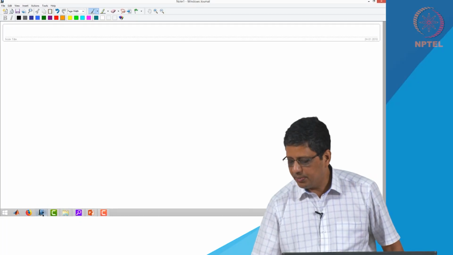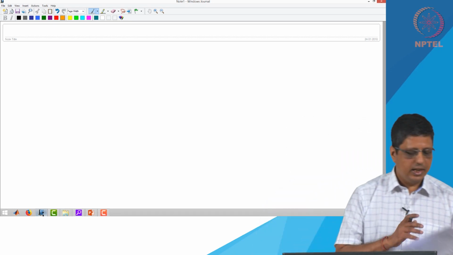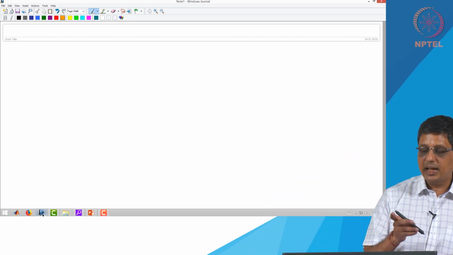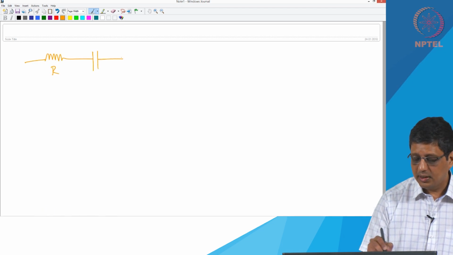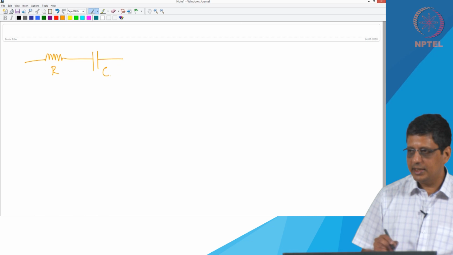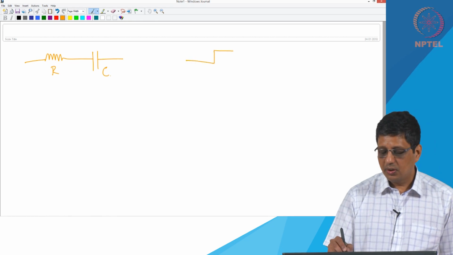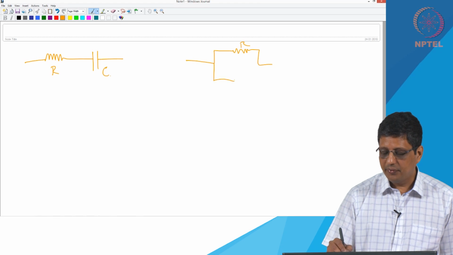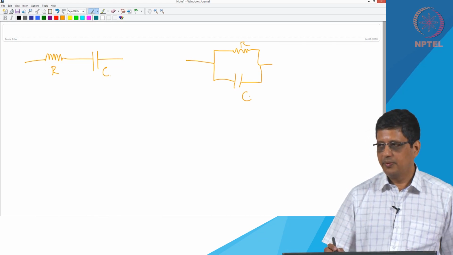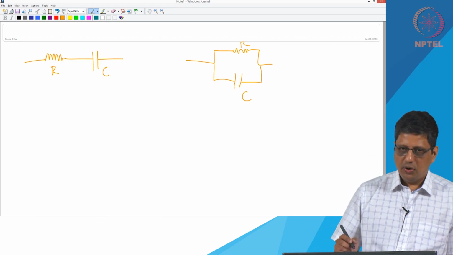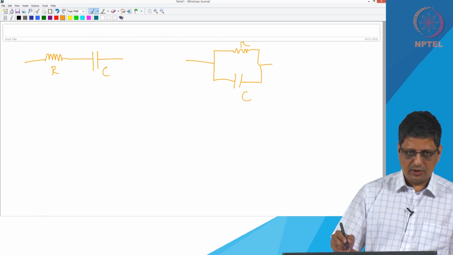Now, I want to give you an example where you can actually derive the values and get a better idea for a case where you have a resistor here and a capacitor here. This is one example. You have a resistor here and a capacitor here. This is the second example. If you look at the second example, it is actually simpler to solve.